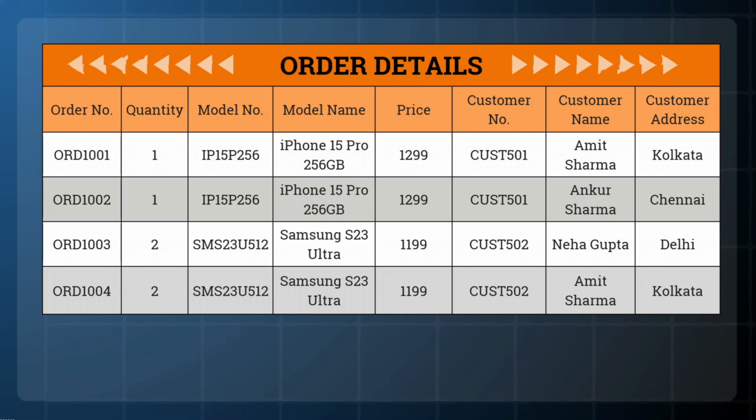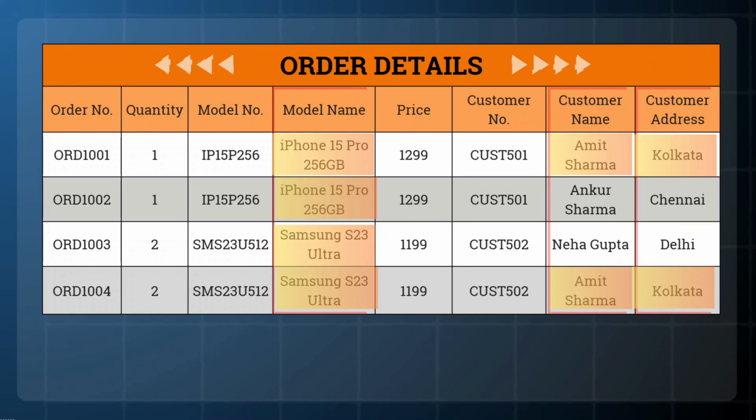Now let's look at this carefully and think, what is the issue with storing the data like this? Here is the problem. Every time an order is created, we are repeating the same information again and again for these 3 fields: model name, customer name and customer address. The model name is repeated for every order of the same phone. Similarly, customer name and customer address are repeated for every order placed by that customer.